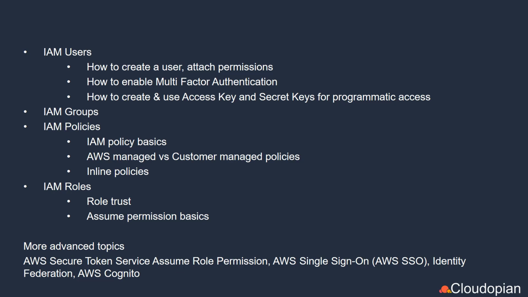We will then go into IAM groups, learn how to attach permissions to multiple users using IAM groups. We will then learn IAM policies, some basics around that, differences between AWS managed policies versus customer managed policies, and also what's the purpose of things like inline policies and permission boundaries. We will go into IAM roles, learn about IAM role trust, how to use IAM roles with AWS services.